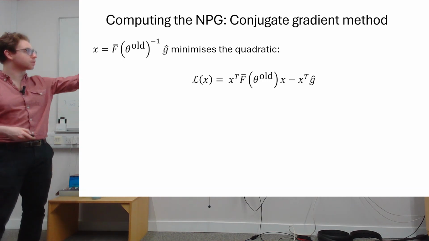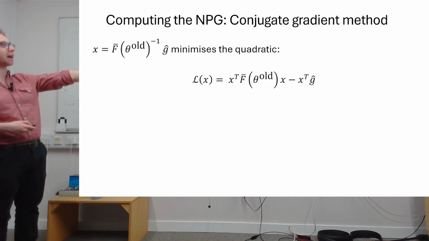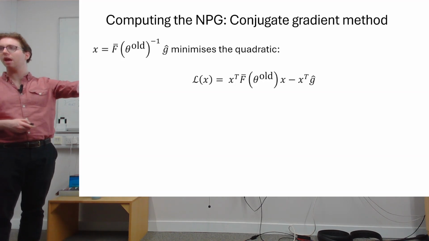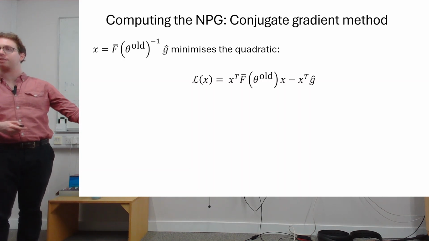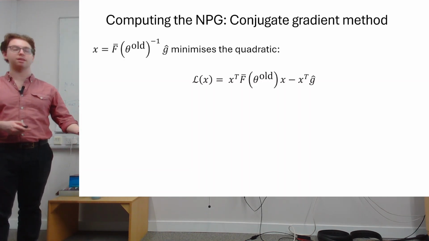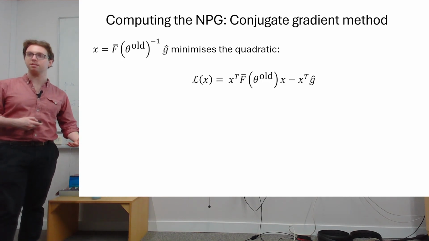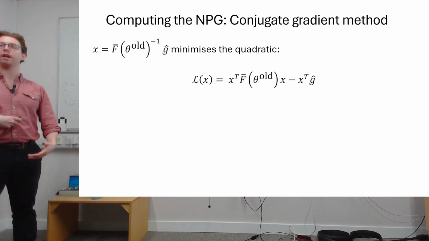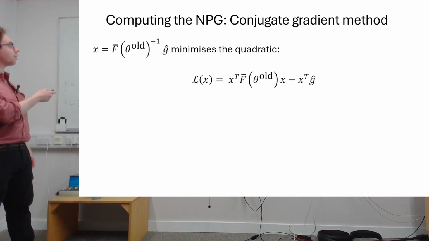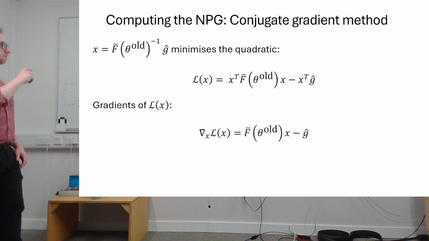So you can maybe do this in your head and rearrange it a little bit, and you see that the minimizer of this quadratic is f bar inverse g hat. And so if I can compute something that approximately minimizes this quadratic, I can compute something that approximates f bar inverse g hat. This makes sense? I know what the minimizer is. If I can compute an approximate minimizer, I can compute an approximation to this quantity here. All right? This is the basic logic.